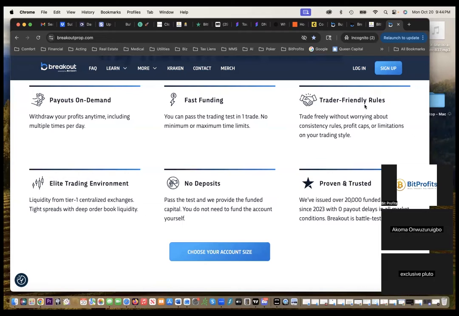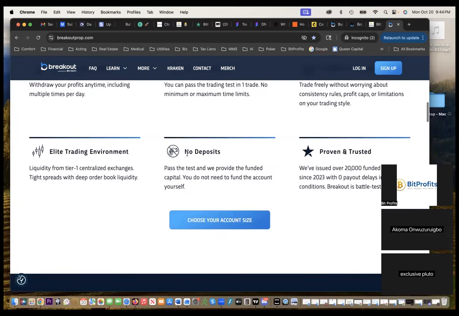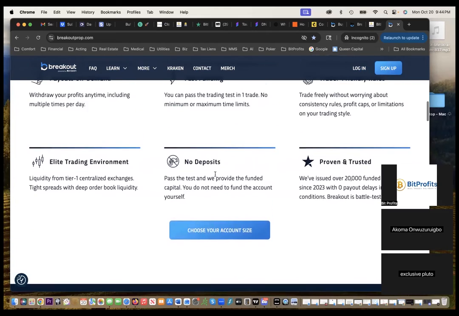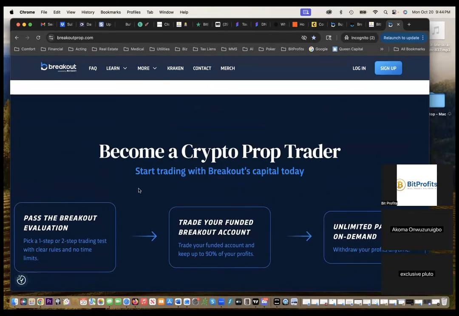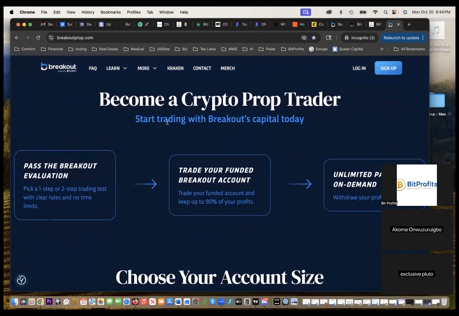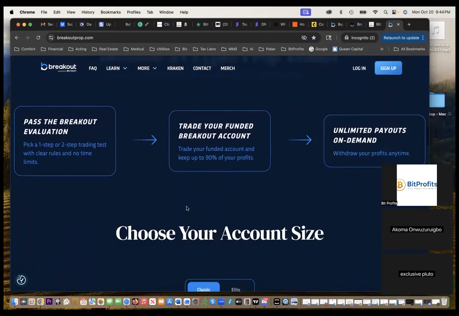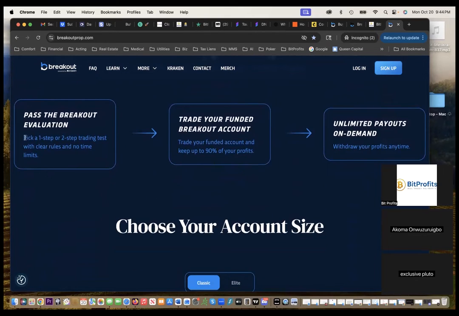And I'm gonna walk you through what the challenges look like. No deposits, there's no brokerage to hold your money. It's super simple. A prop firm is essentially you start trading with Breakout's capital. You're trading with their money. This is literally the three-step process. Pass the Breakout evaluation, pick a one-step or two-step trading test with clear rules and no time limits.